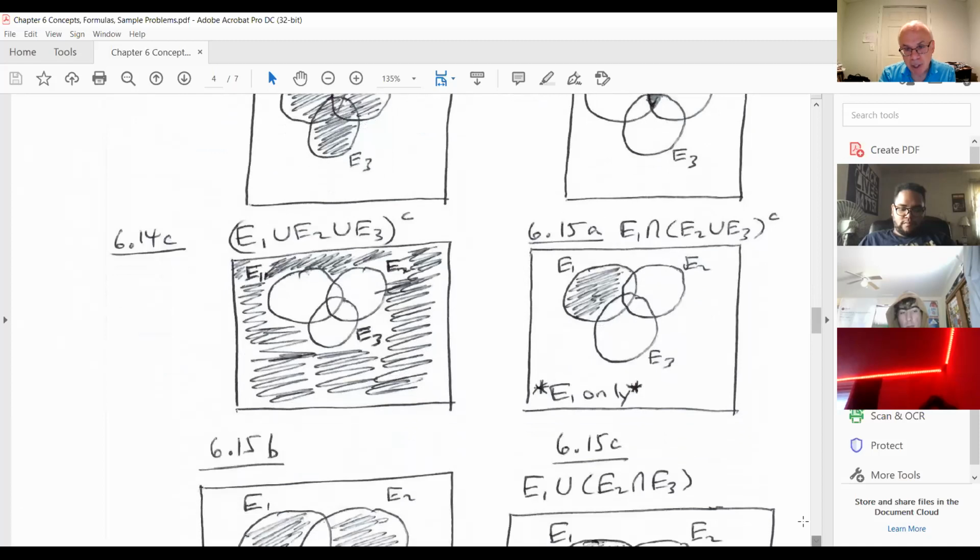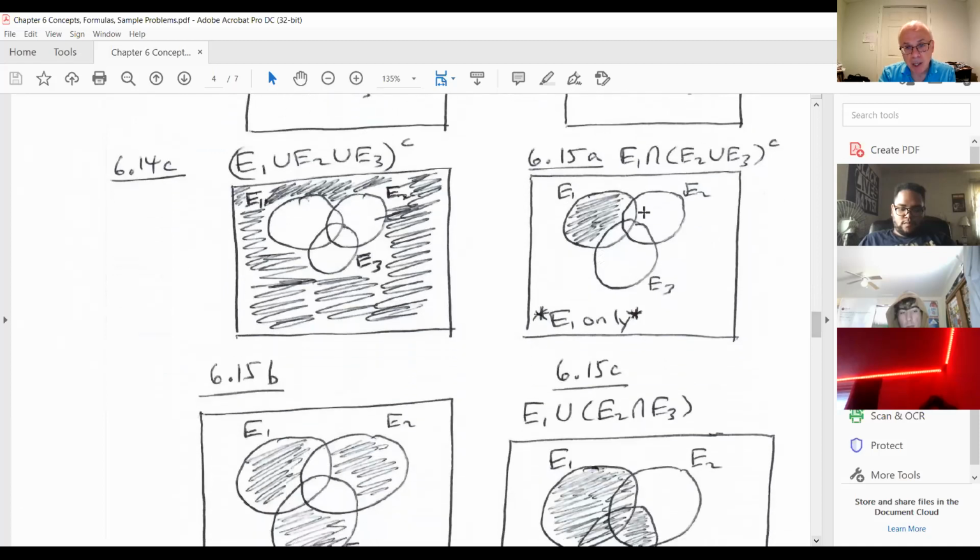And a lot of students, I'm telling you, when they look at problems like this, when they say E1 only, they think it's the entire E1 circle. They always make that mistake. If I say only the first site is completed by the contract date, it means it can't be E2 or E3. That means the intersection of E1 and E2 and the intersection of E1 and E3 cannot be colored in. It just cannot be. Right?